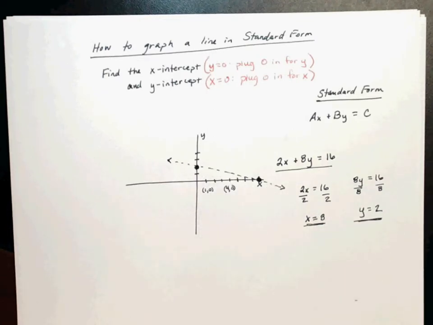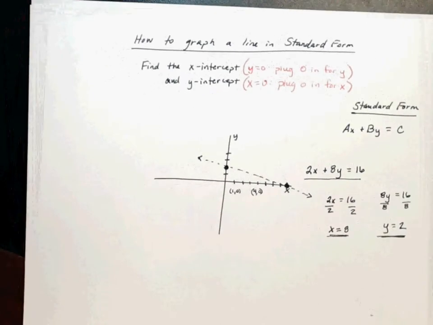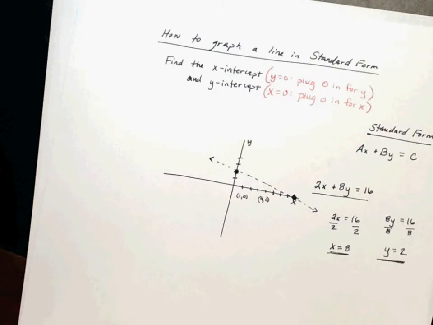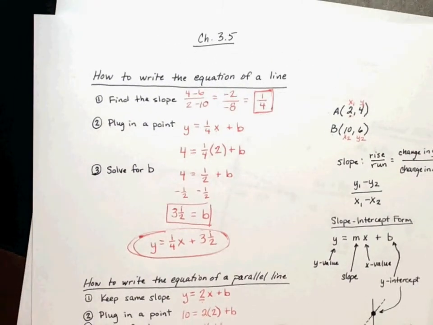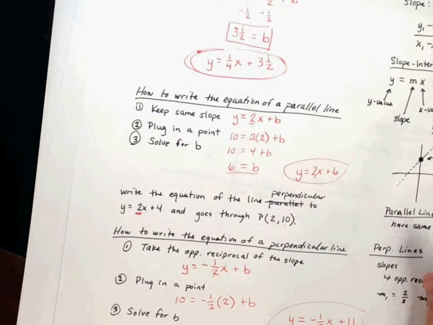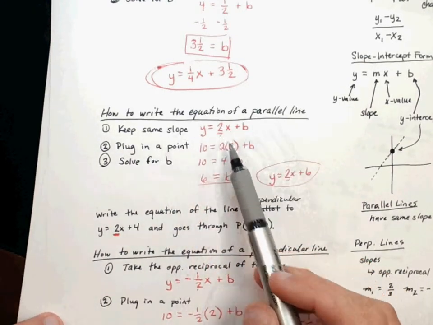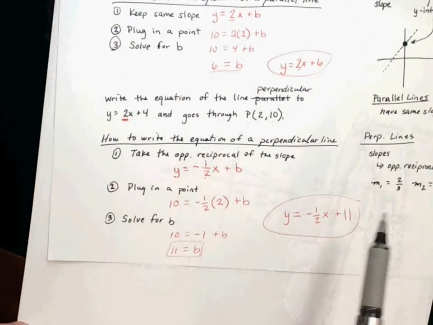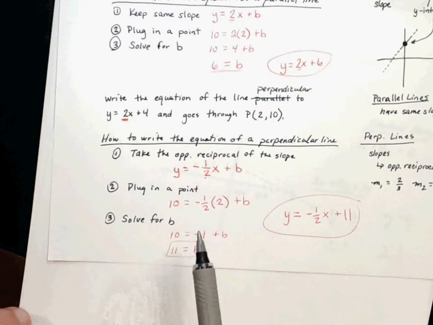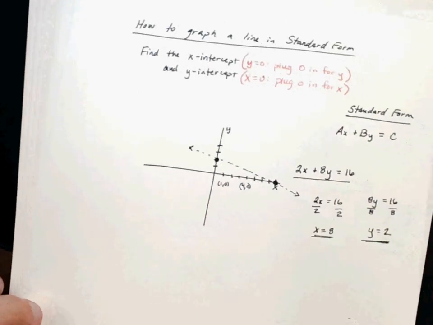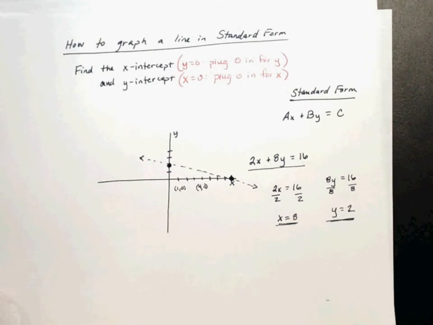Alright, so we've gone over these 4 things. We talked about how to write the equation of a line. Find the slope, plug in a point, solve for b. Talked about how to write the equation of a parallel line. You keep the same slope because parallel lines have the same slopes. We talked about how to write the equation of a perpendicular line. You take the opposite reciprocal of the slopes, because that's what we talked about with perpendicular lines. And then we just talked about how to graph a line in standard form.